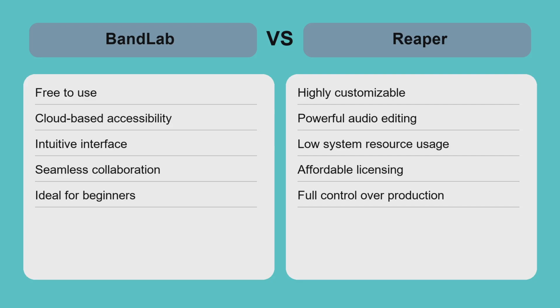BandLab and Reaper serve different needs in music production. BandLab excels in accessibility and collaboration, allowing users to work on projects anywhere with an internet connection, perfect for casual creators or teams spread across locations. Reaper, on the other hand, offers unmatched flexibility and depth to users who want full control over every aspect of their audio work, ideal for studio professionals or those focused on intricate production.